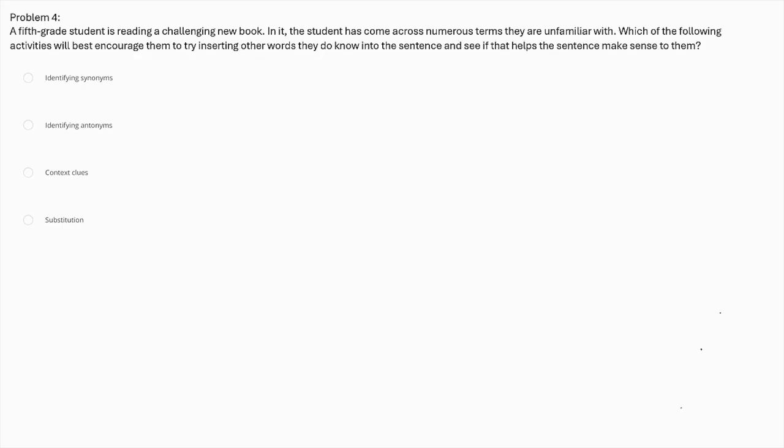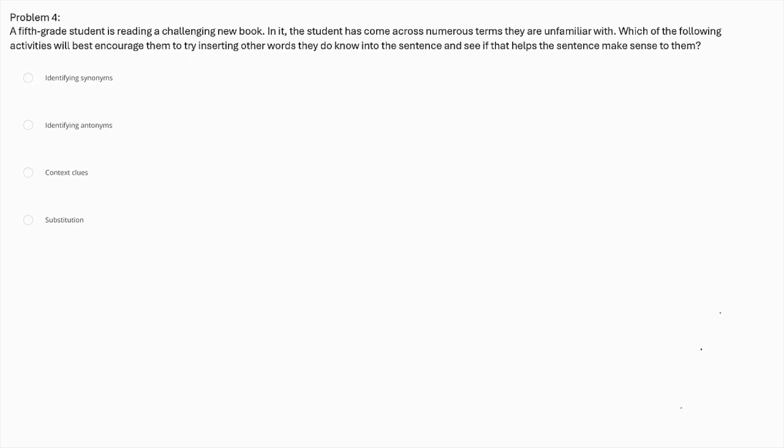Problem number 4. A 5th grade student is reading a challenging new book. In it, the student has come across numerous terms they are unfamiliar with. Which of the following activities will best encourage them to try inserting other words they do know into the sentence and see if that helps the sentence make sense to them? Identifying synonyms, identifying antonyms, context clues, or substitution.